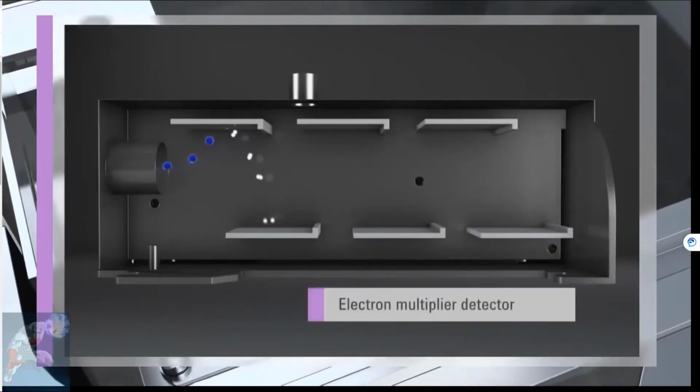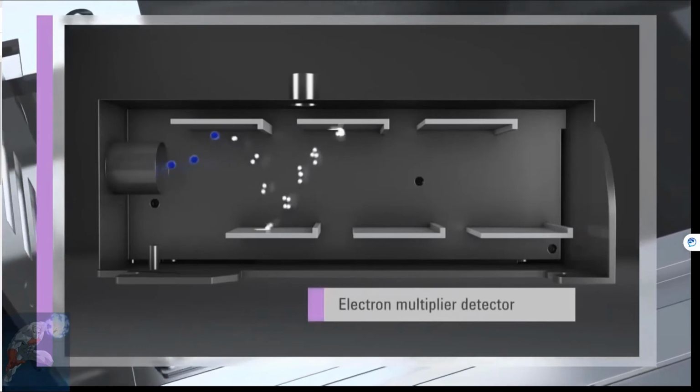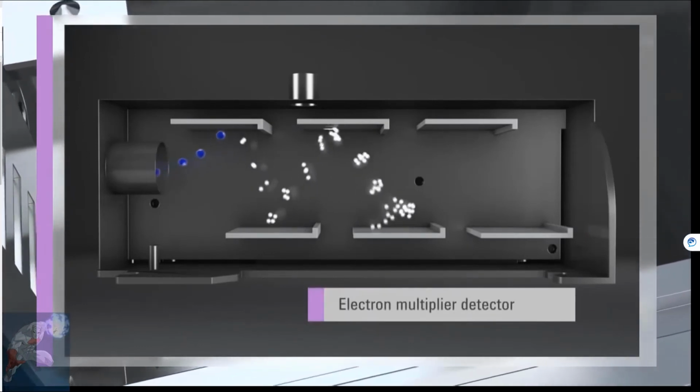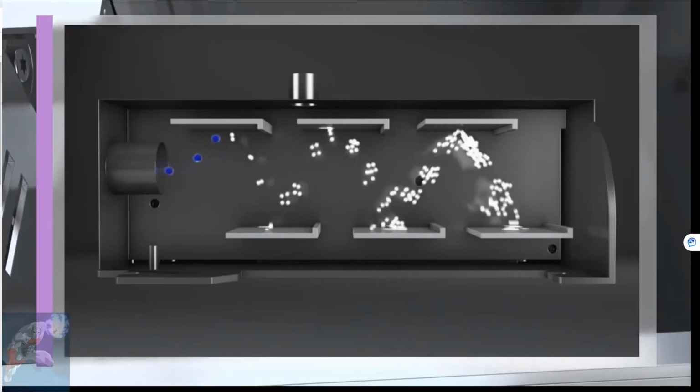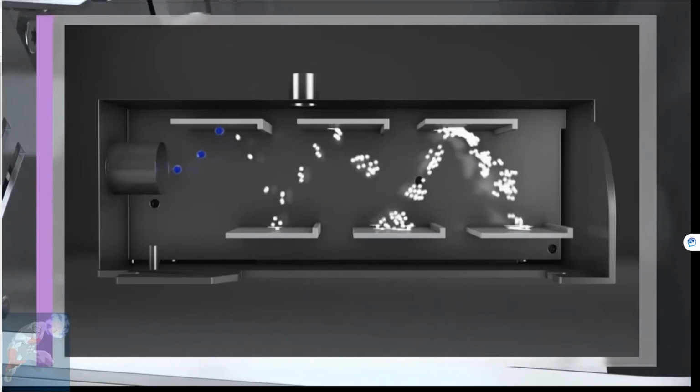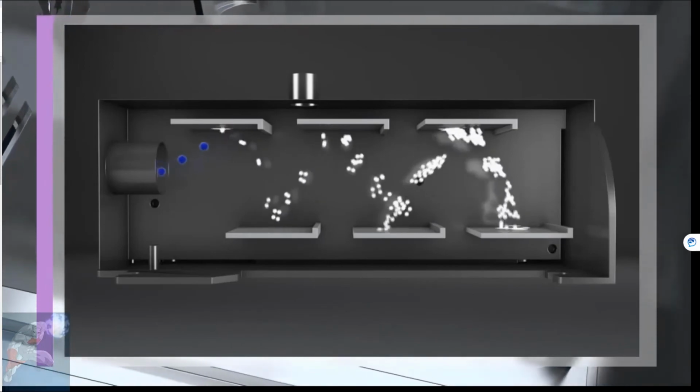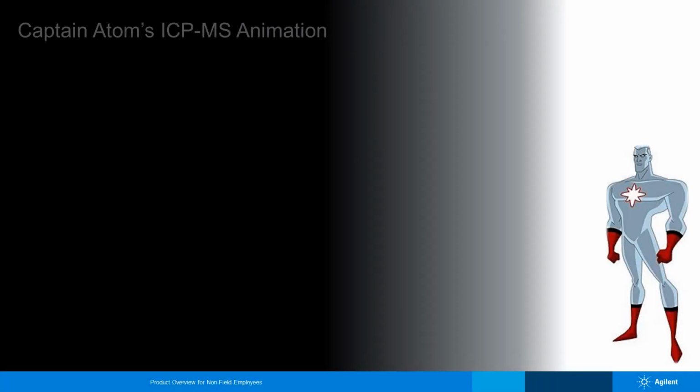At the detector, the ions strike the electron multiplier, or EM, releasing electrons that cascade down the EM, releasing more electrons. This cascade of electrons is then measured by the detector, and a concentration can be determined for that specific mass.